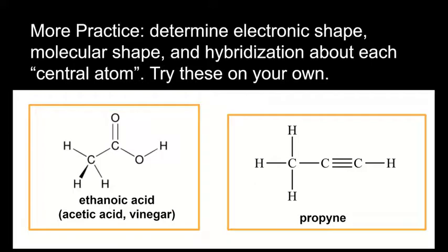So I want you to practice these ones on your own. Determine electronic shape, molecular shape, and hybridization about each central atom. So I'll just show you. Central atom means this one, this one, this one. And then for this guy over here, it's this carbon, and this carbon. So pause the video now and see if you can answer these. It's important to try to work problems out by yourself rather than just watching the answer.